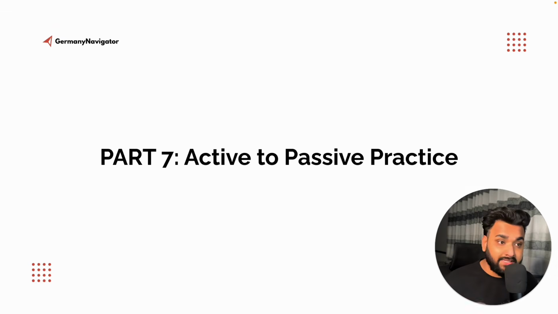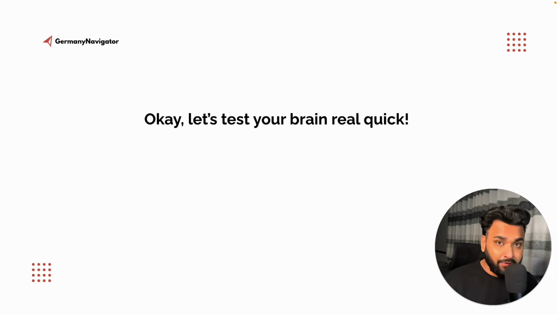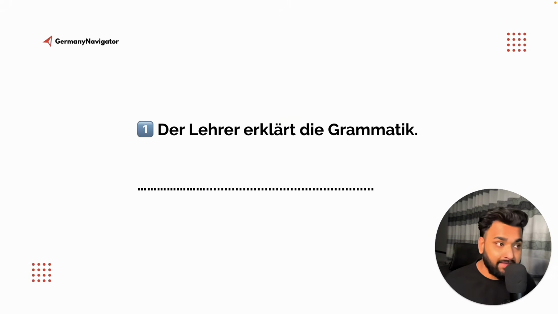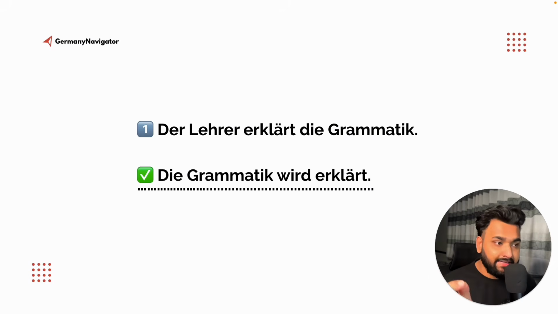Now let's continue with the 7th part of this video, which is active to passive practice. Okay, let's train your brain real quick. Try to turn these active sentences into passive ones. Number 1: Der Lehrer erklärt die Grammatik. So how do you say it in passive voice? You say, die Grammatik wird erklärt. In this case, der Lehrer, the subject, doesn't matter.